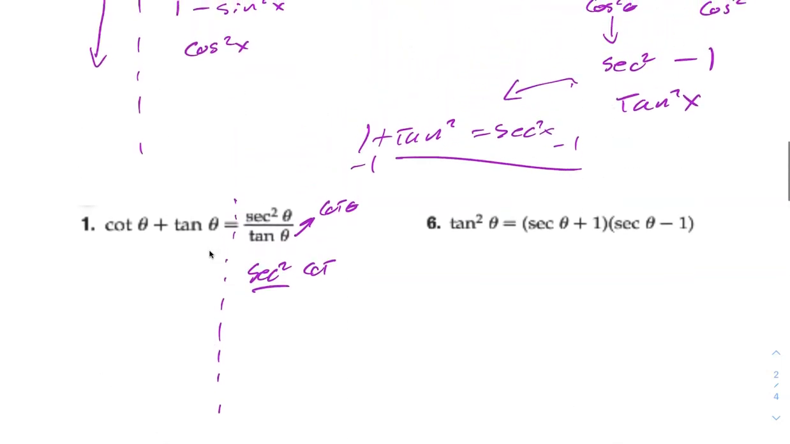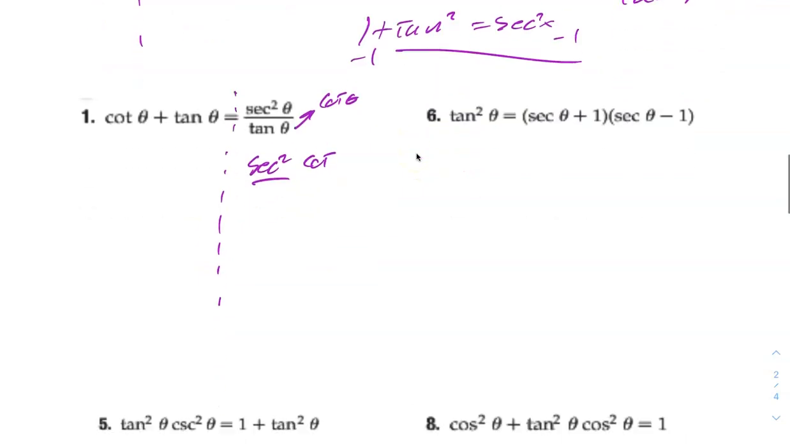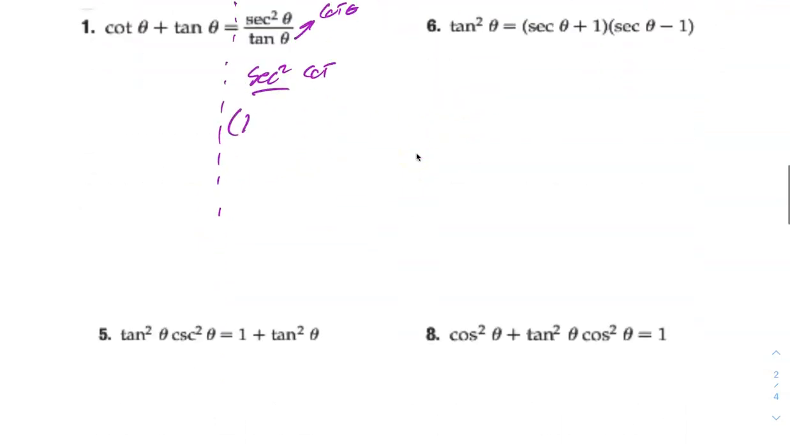If you remember from over here, secant squared equals 1 plus tan squared, right? 1 plus tan squared equals secant squared. So I could rewrite this as 1 plus tan squared theta, cotan theta. Then you can distribute, and if you distribute, cotan times 1 is just cotan.